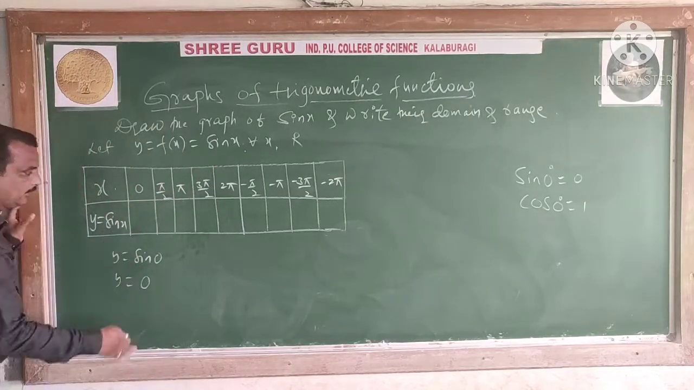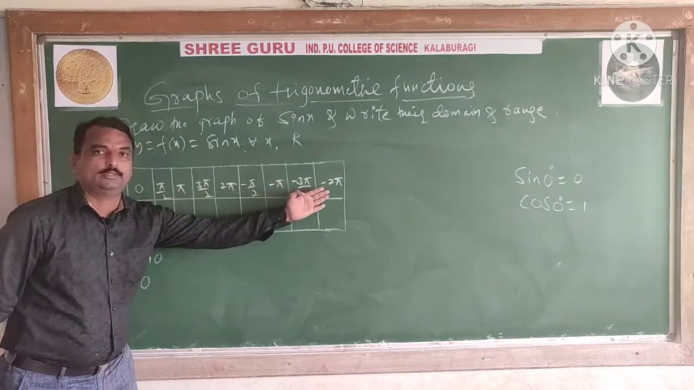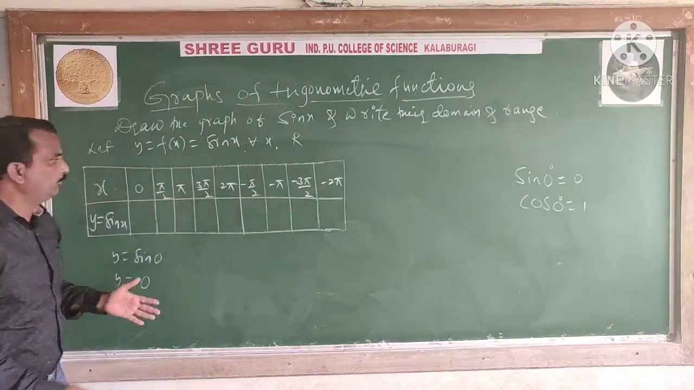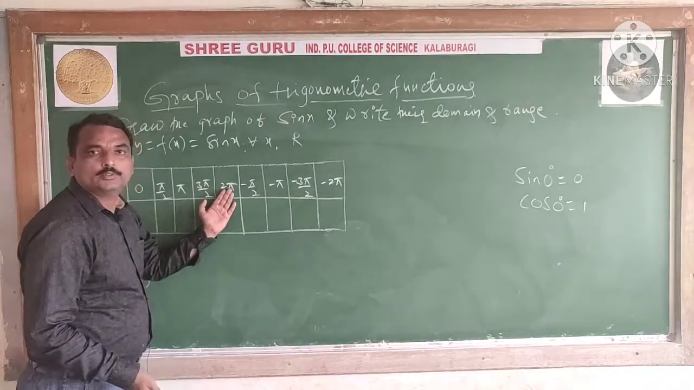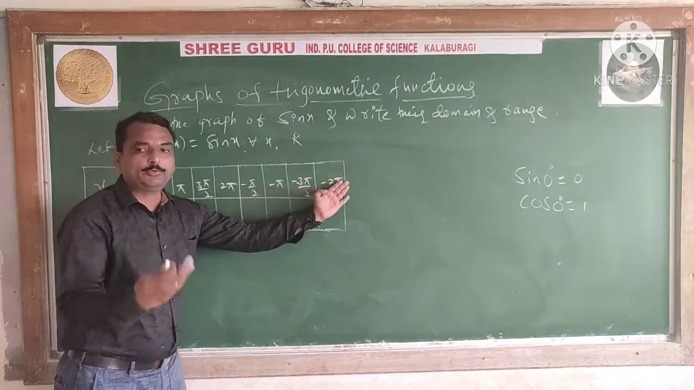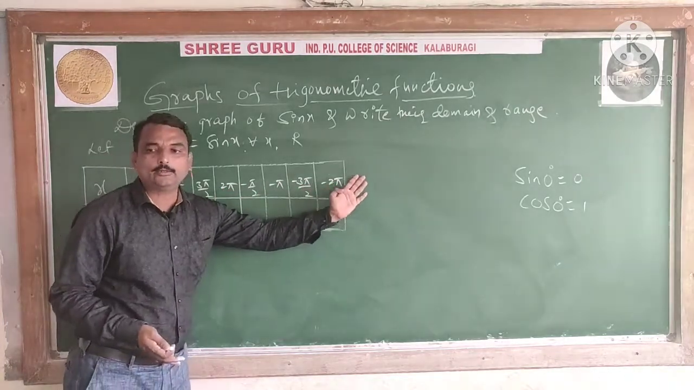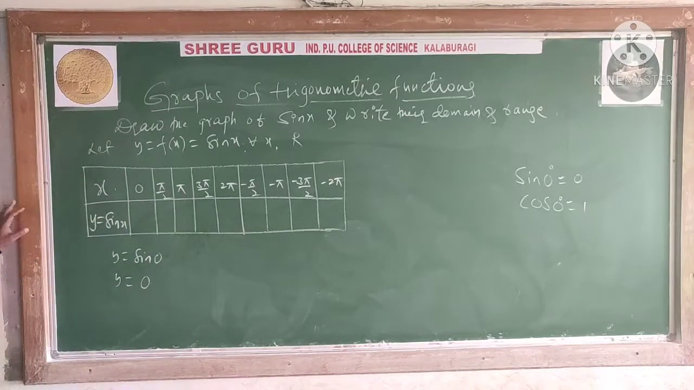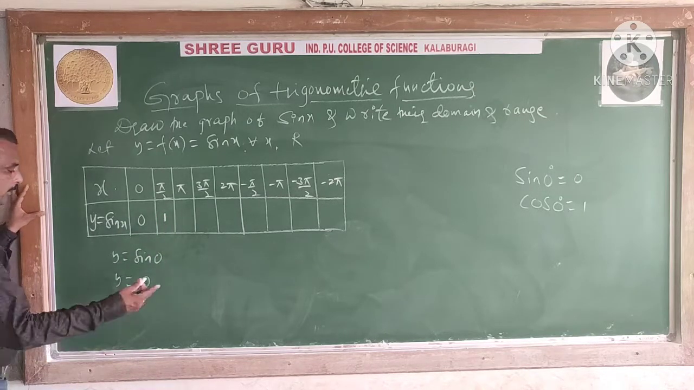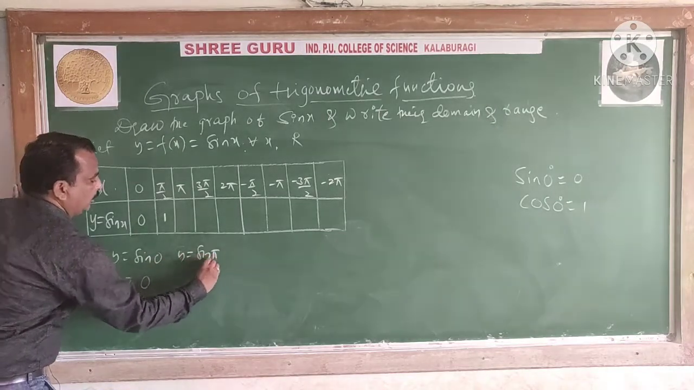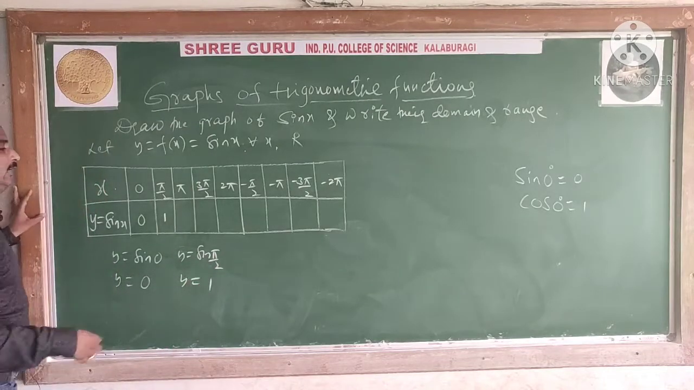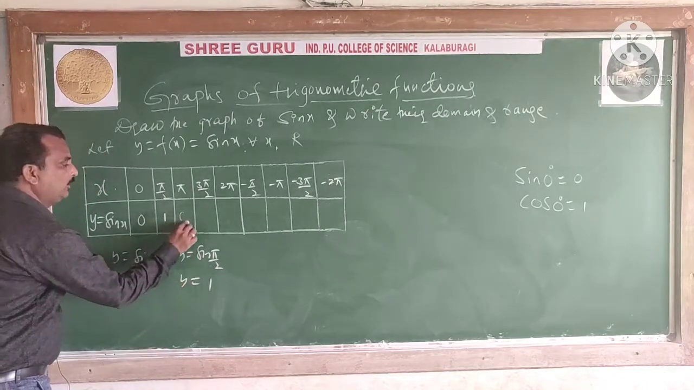Now we will calculate. These are the domain, the set of all real numbers. You may take any value after 2 pi, such as 5 pi by 2, 3 pi, and also minus 5 pi by 2, minus 3 pi. Like that you have to take all the values here. Now see, sin 0 is 0, so y is equal to 0. Sin pi by 2 is 1, as you know very well. So y equal to sin of pi by 2 is 1. Sin 90 is 1. Sin pi is 0.